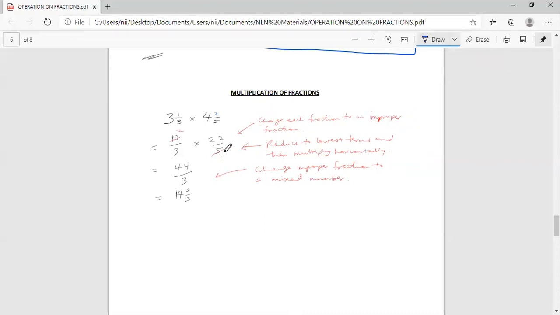So how do I reduce to lowest terms? Okay, I have 5 here. I can cross: 5 into itself is 1, 5 into 10 is 2. All right, there's nothing else to reduce. So I can now multiply horizontally. 2 times 22, which is 44, and then 3 times 1, which is 3. And then I change this to a mixed number by dividing 3 into 44, and I get 14 whole numbers, 2 out of 3 left. Okay. So remember these steps.